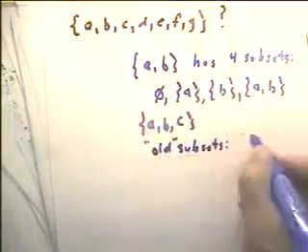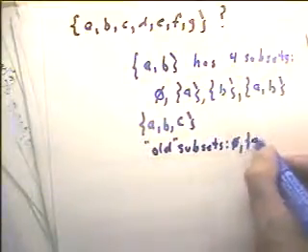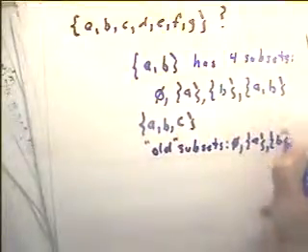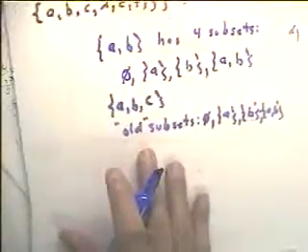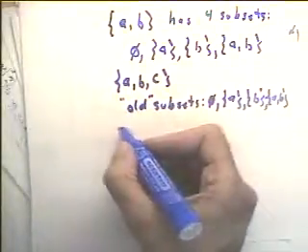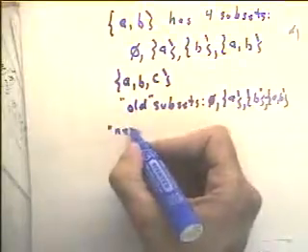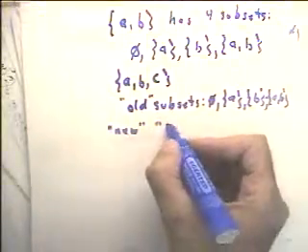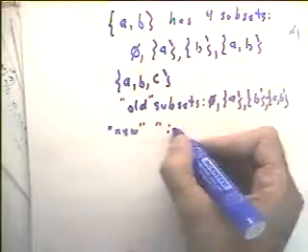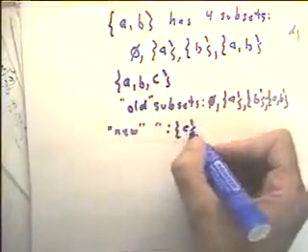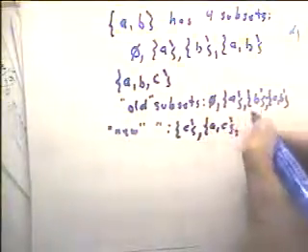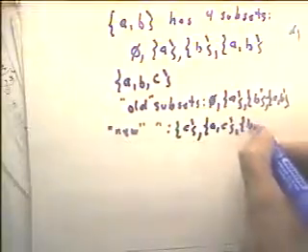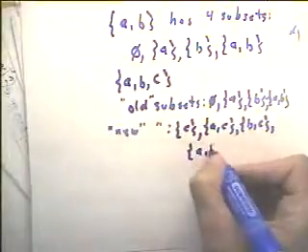So we can use the old subsets, that is the empty set, the set consisting of A, the set consisting of B, and the set consisting of AB. And we can make new subsets. If we add C to the empty set, we get the set consisting of C. If we add C to the set consisting of A, we get this. If we add C to the set consisting of B, we get this, BC. And if we add C to the set consisting of AB, we get ABC.